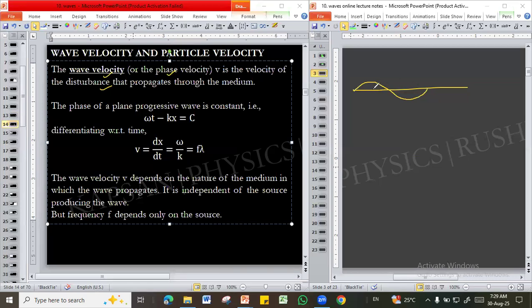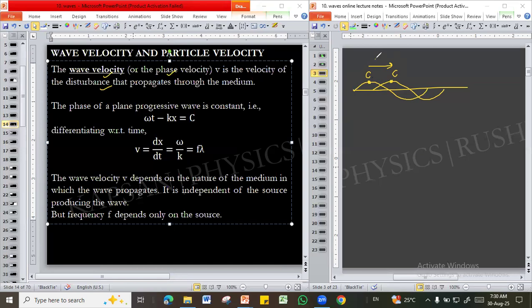After some time, the string will look like this. You will feel that this crest has traveled here. This shape was initially here. Now the same shape will appear here. What does that mean? Wave has traveled.